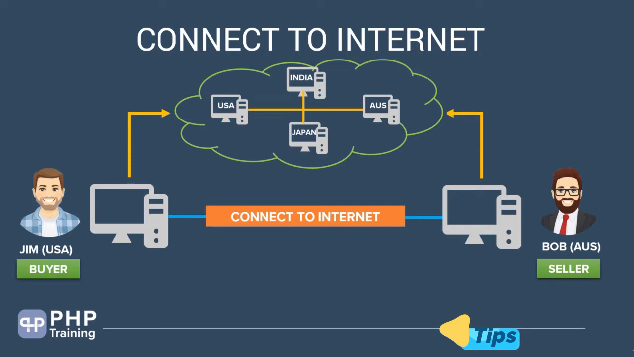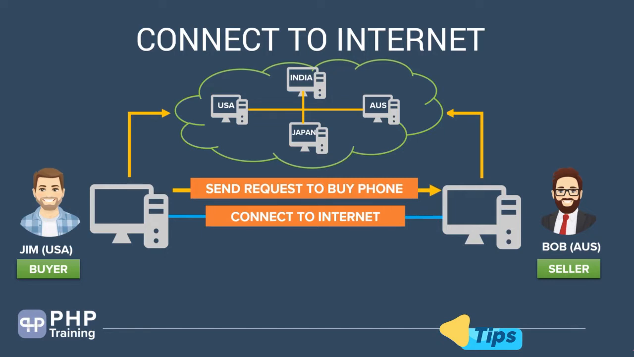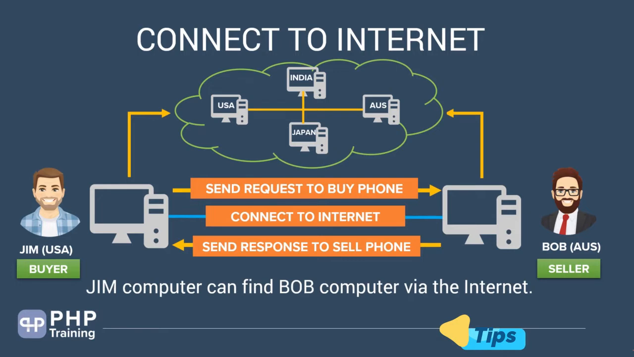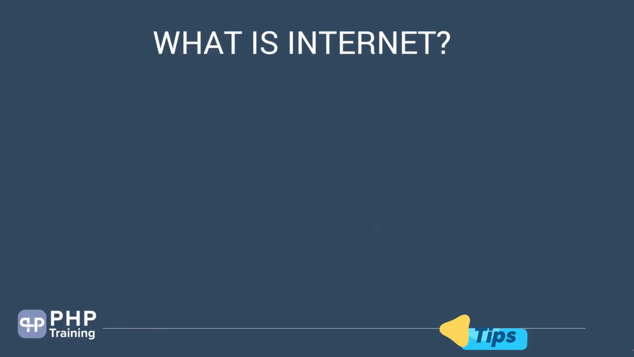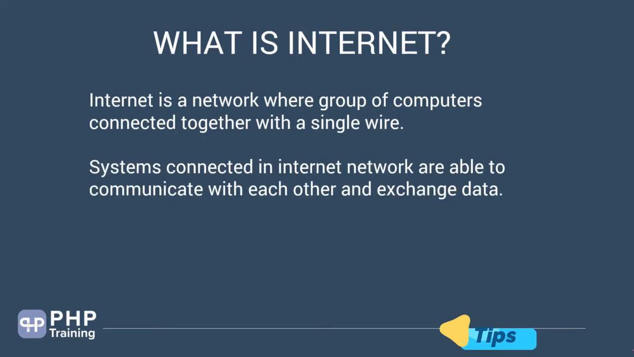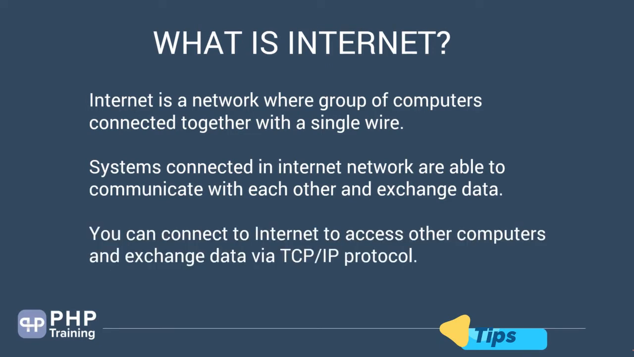So once Jim can find Bob's computer via the internet, then Jim can send a request to say buy phone, and Bob can send a request to sell the phone. That's how Jim's computer can find Bob's computer via the internet. So let's look at the definition of the internet. Let's do a quick reference of what we have seen so far. The internet is a network where a group of computers are connected together with a single wire. Systems connected in the internet network are able to communicate with each other and exchange data. That is the main purpose of the internet. You can connect to the internet to access other computers and exchange data via the TCP/IP protocol. So that's the purpose, right?